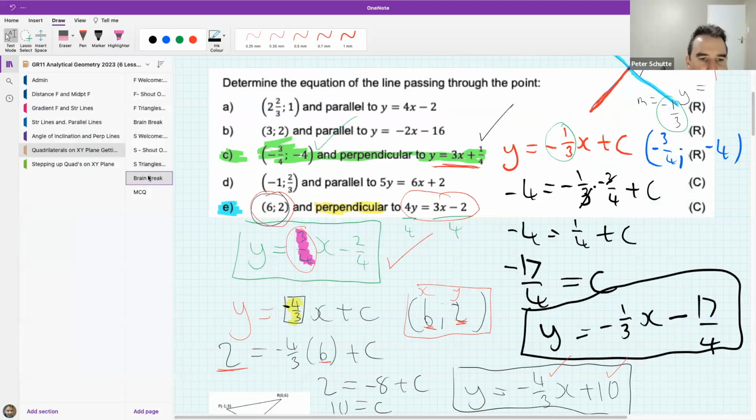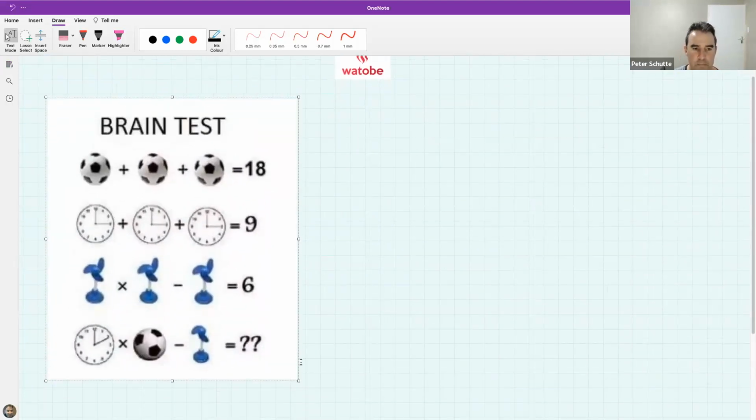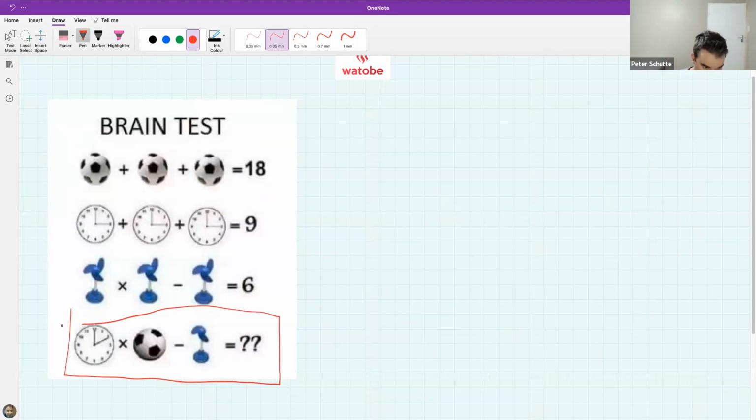And then here's a little brain break puzzle for you to ponder while your body is resetting itself. For those who are new, this is just a little fun puzzle we do, and I want to know what a clock times a soccer ball minus a fan is?